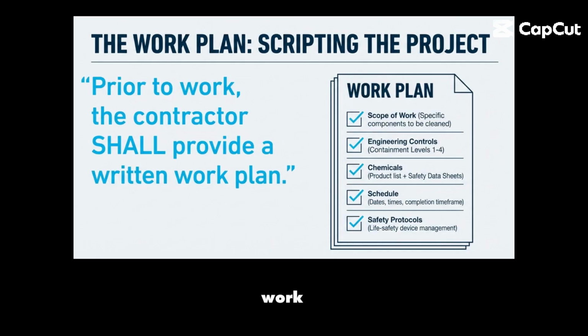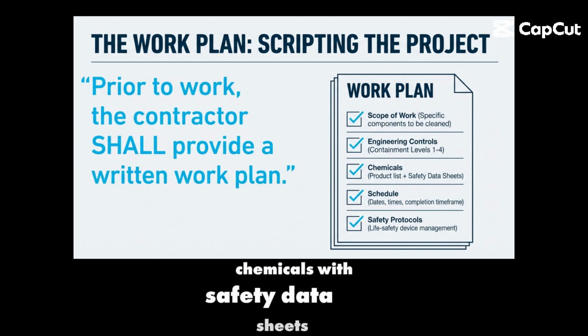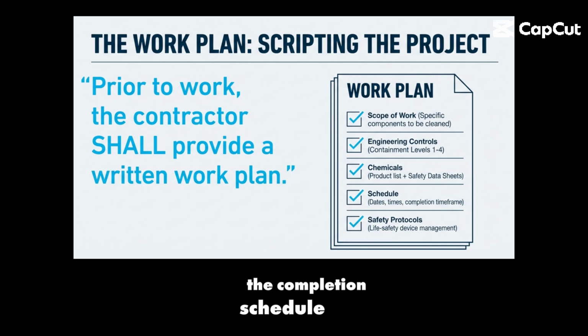Prior to starting work, the contractor shall provide a written work plan to script the project. This plan must document the specific scope of work, containment levels for engineering controls, a list of chemicals with safety data sheets, the completion schedule, and safety protocols regarding life safety device management.